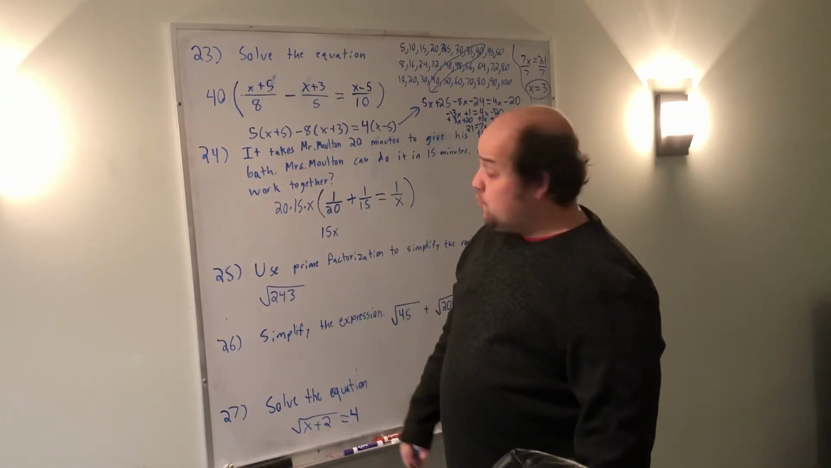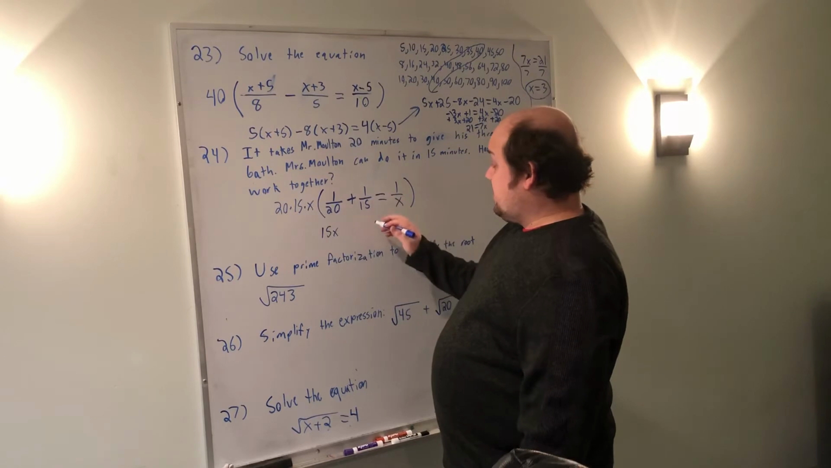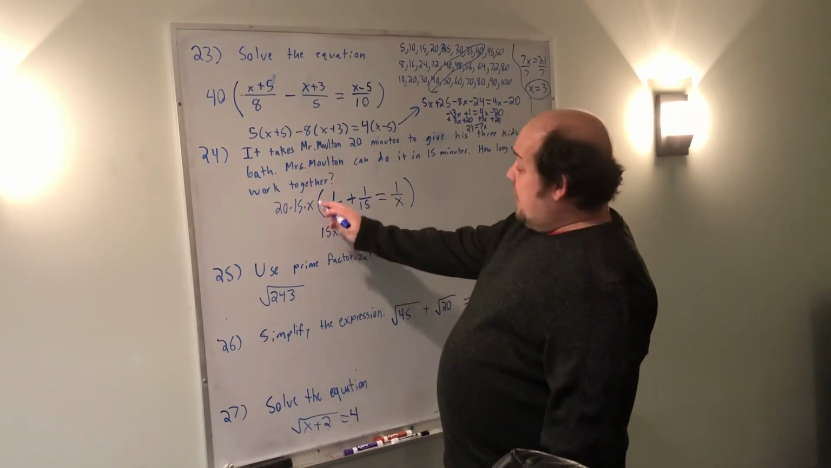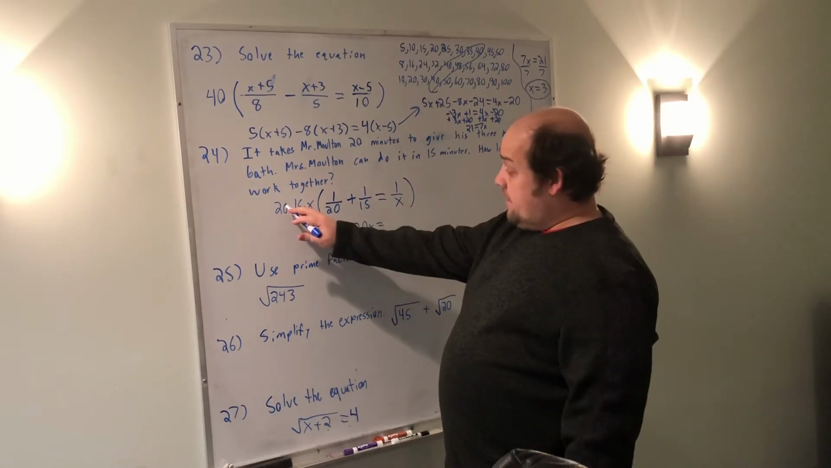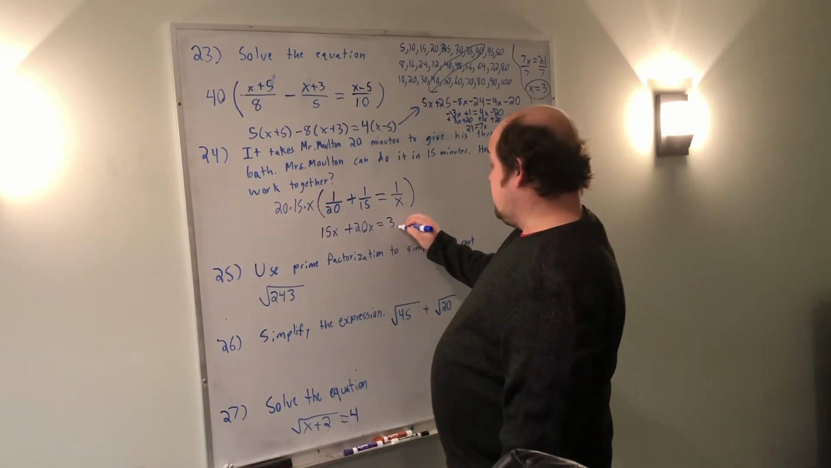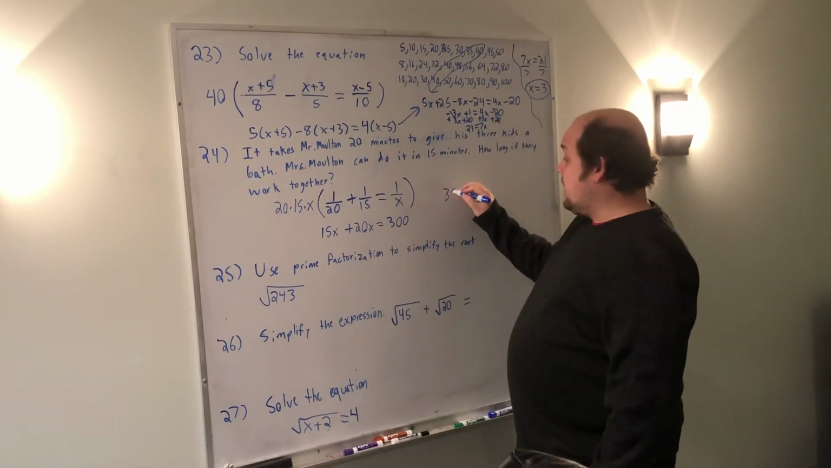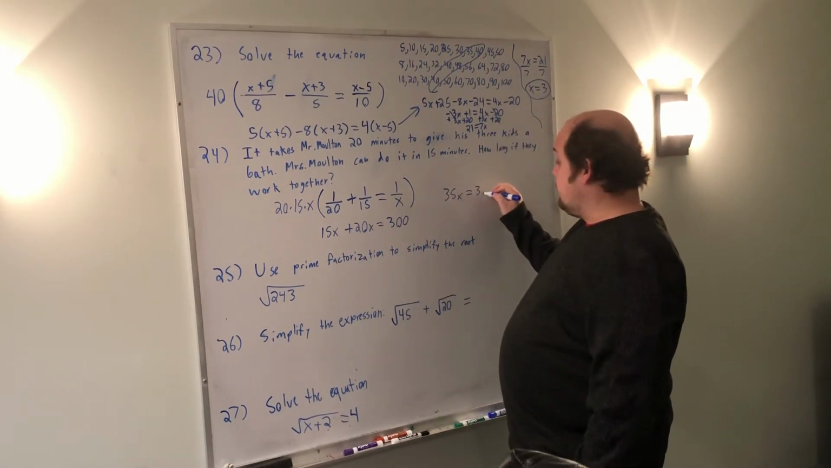15 will cancel in the second one. It'll be 20 times x times 1, or 20x. Finally, the x's will cancel, and they'll be left with 20 times 15, which is 300. If I combine like terms on the left-hand side, that gives me 35x equals 300.